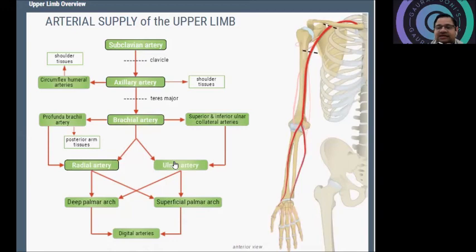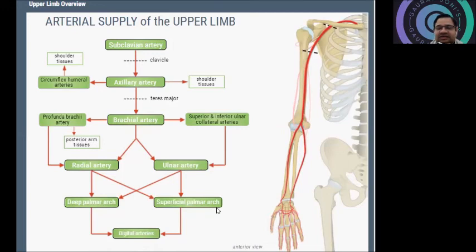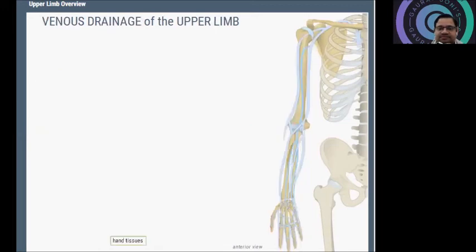Radial artery, thumb side; ulnar artery, little finger side; remember. Then these form the palmar arches, superficial and deep palmar arches, and ultimately the digital arteries, which give supply to the digits. This is the systemic review of the arterial supply of the upper limb.